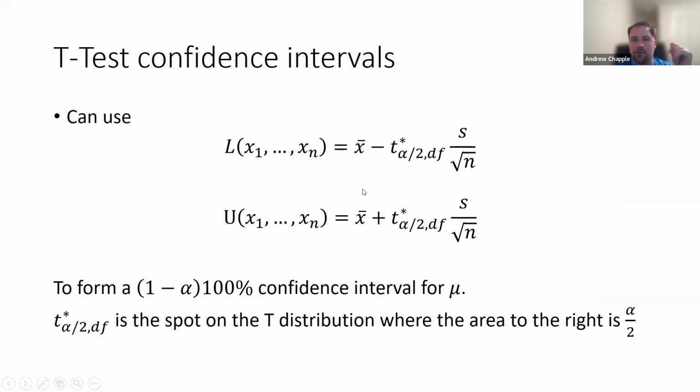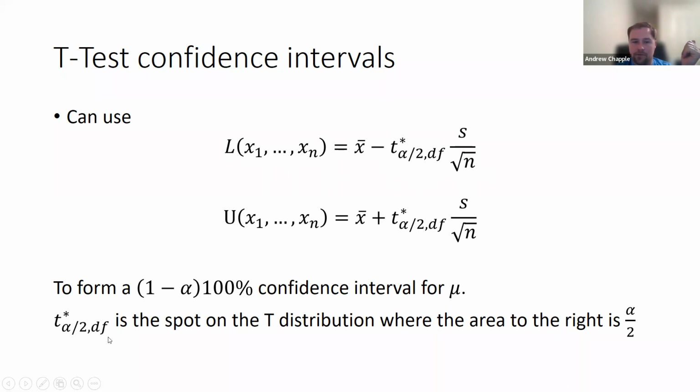T-test confidence intervals. How do I get confidence intervals? I can do that in this way. This is a function, right? L, this is a function of our data. Why is it a function of our data? X bar, that's a function of our data. S, that's the standard deviation, that's a function of our data. And N, that's a function of our data, the length. This thing here, I'll talk about where we get that from on the next slide, but this is our lower bound, and this is our upper bound on the confidence interval.